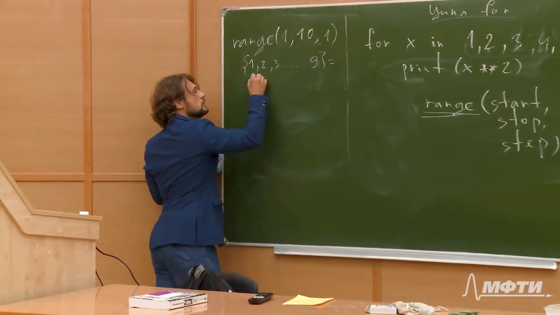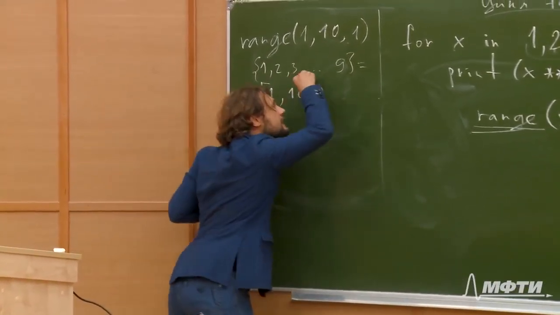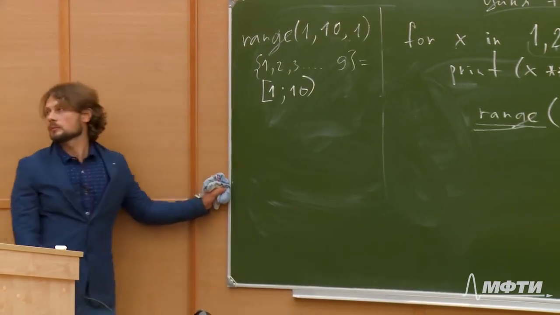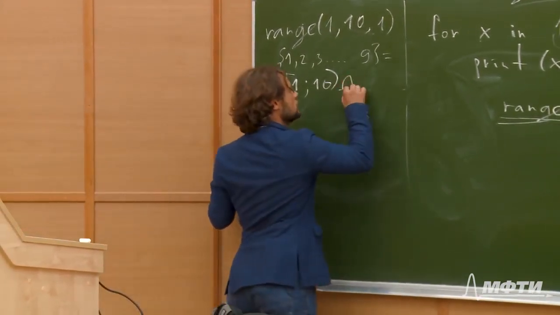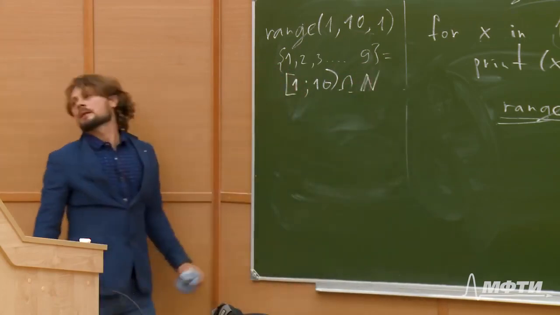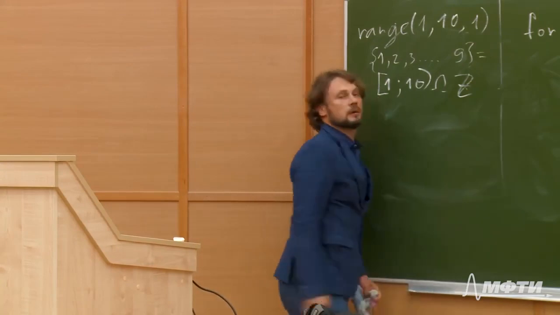It means the following. This is the intersection of the interval from 1 to 10, not inclusive. That is, from start inclusive to stop not inclusive. Well, naturally, in the intersection with natural numbers. Well, sorry, with whole ones, yes. Is it clear how range works?